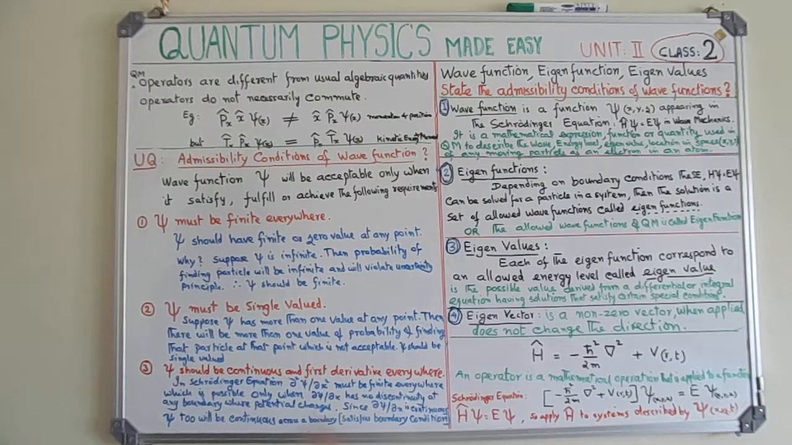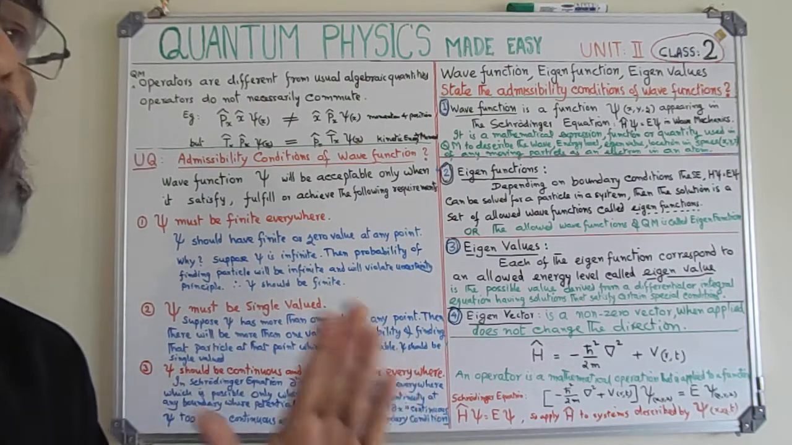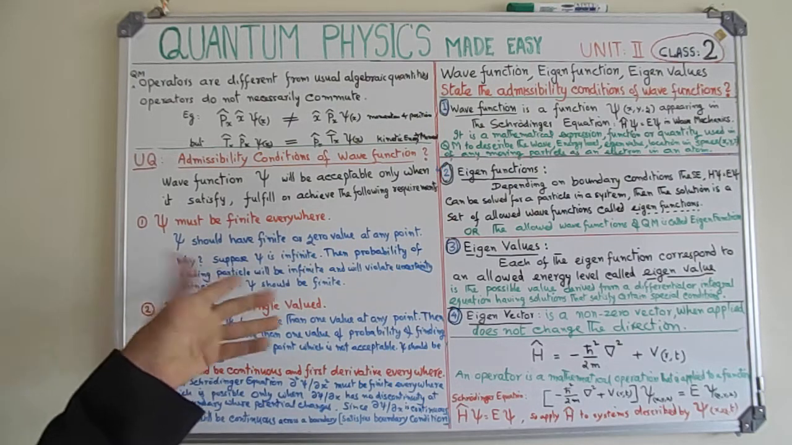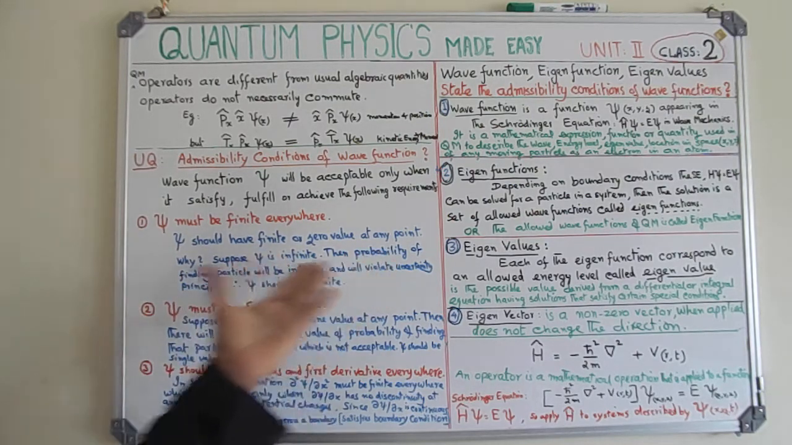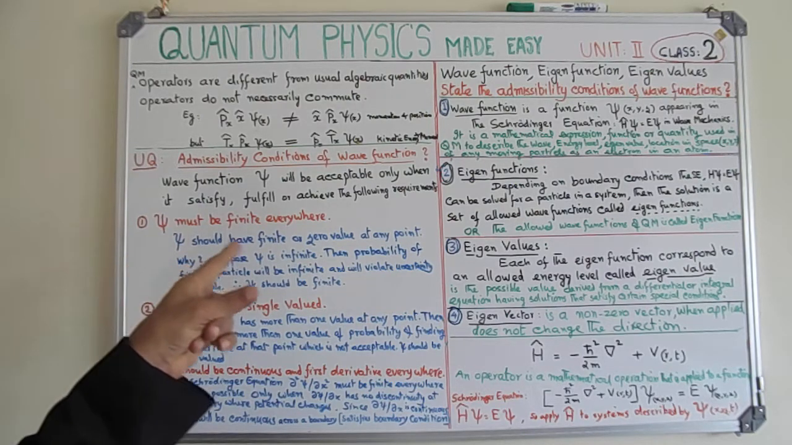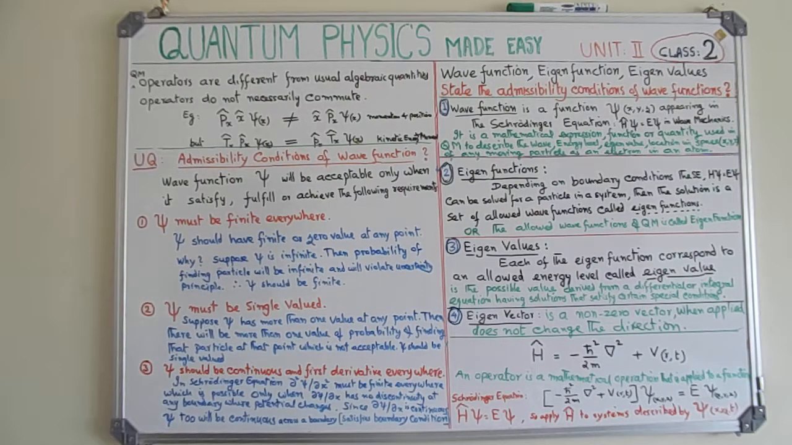Therefore, psi should be finite. It should have a definite value. Psi should be finite, then only it will satisfy the uncertainty principle as well. And if it is having any number of values, then the probability of finding the particle will also be infinite and will violate the uncertainty principle. So first point, remember, psi must be finite everywhere.